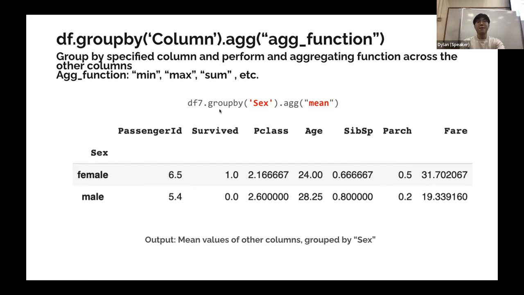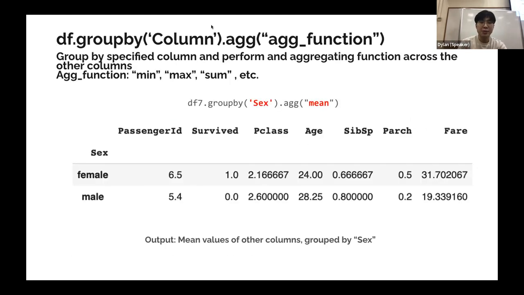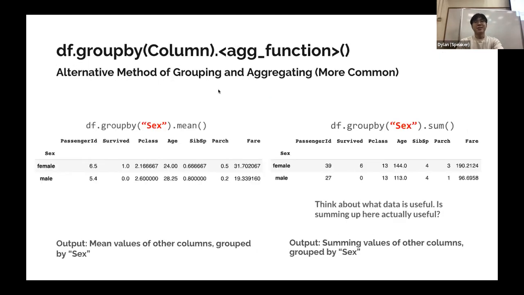So this is a very important function. But there's an easier way to perform this function. You can basically just do group by then .mean or .sum. This eliminates the need to type .agg and the parentheses. So you can just do df.groupby sex, then after that .mean, then .sum. Make sure that you specify these parentheses, because it means that you need to call the function. So yeah, this will output the same thing.